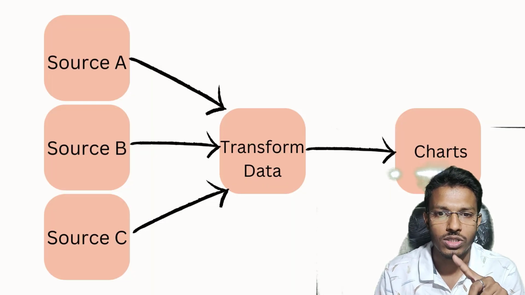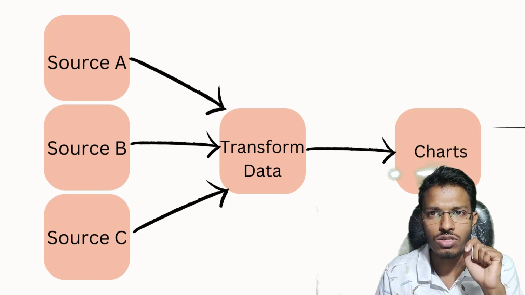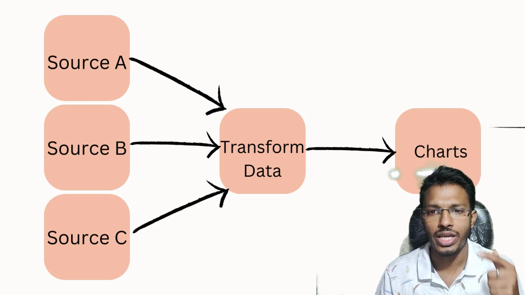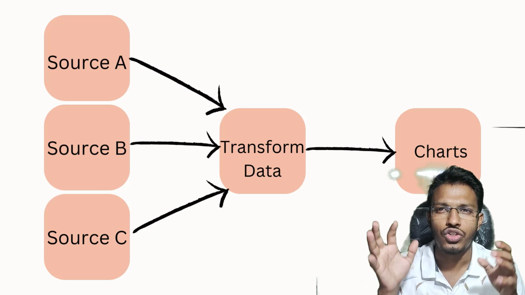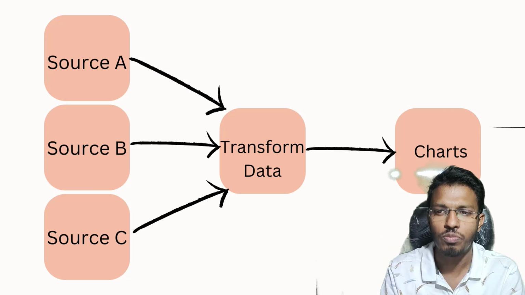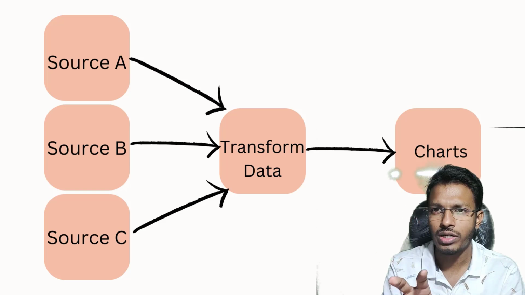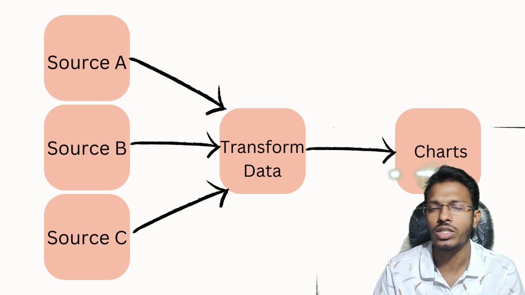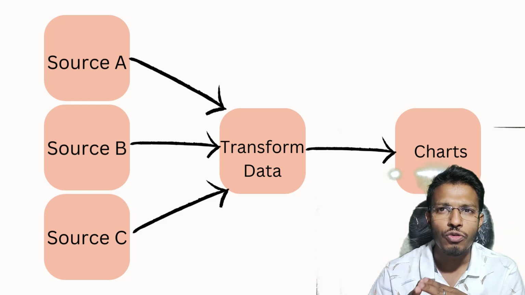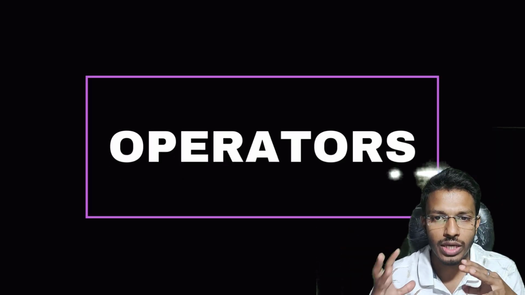See the boxes, all the boxes are nothing but the tasks. In this, we are loading the data from sources A, B, C, transforming the data, and then creating charts or reports. Once the first task is executed, the second is executed, and like this, all the tasks are executed in a specific order. If you want to create all these tasks, we have operators in Airflow.